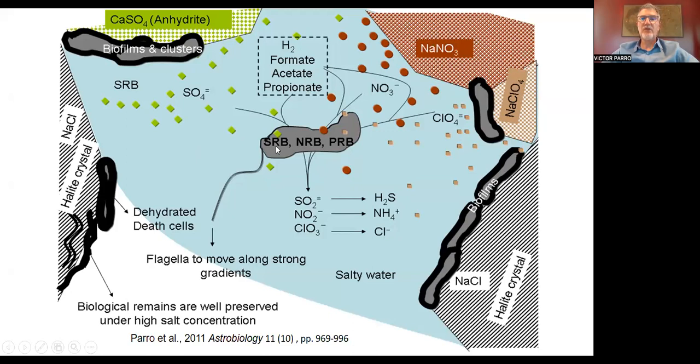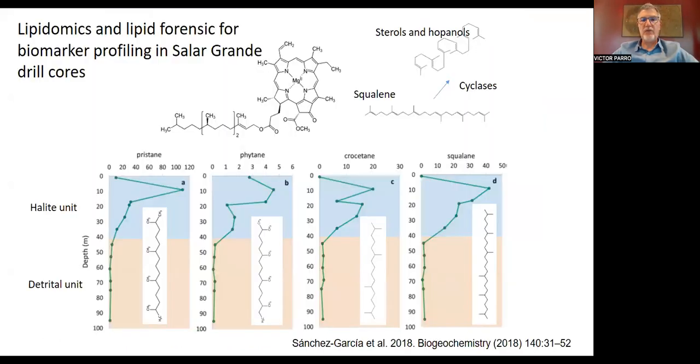that are electron donors for different sulfur-reducing bacteria, nitrate-reducing bacteria, or even perchlorate-reducing bacteria that can use nitrate or perchlorate or sulfate as electron acceptors. So they don't need a huge amount of water, just a few bioavailable molecules. We studied the lipidomics and biomarker profiling with depth in another drill project in the Salar Grande, from 0 to 100 meters.